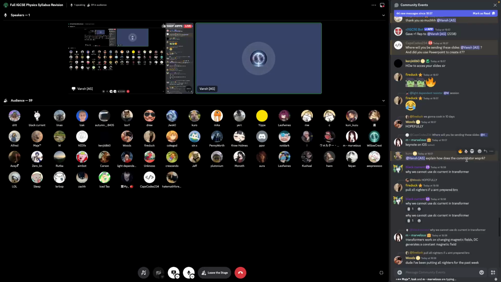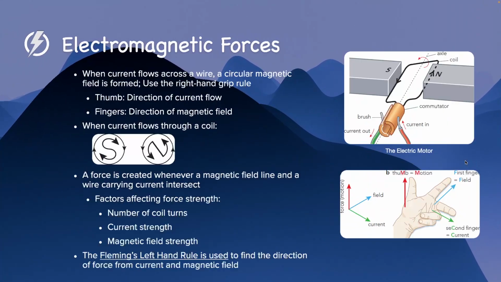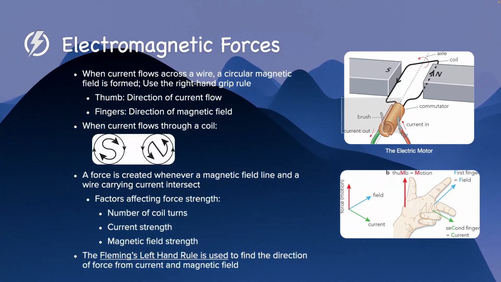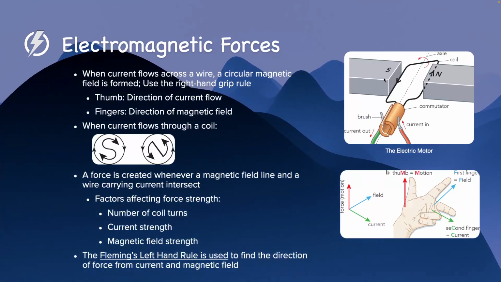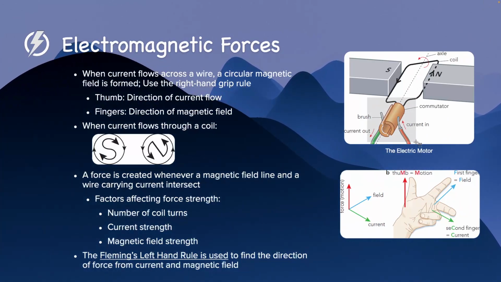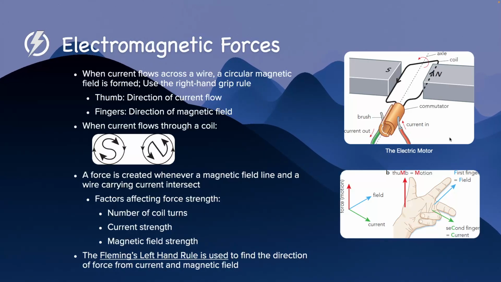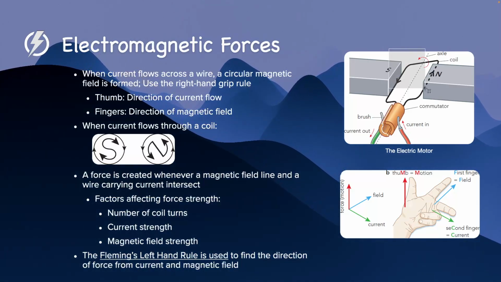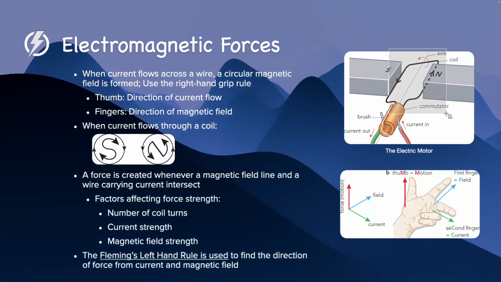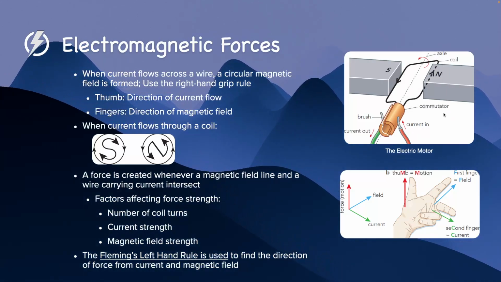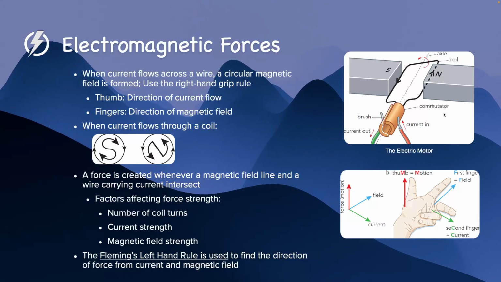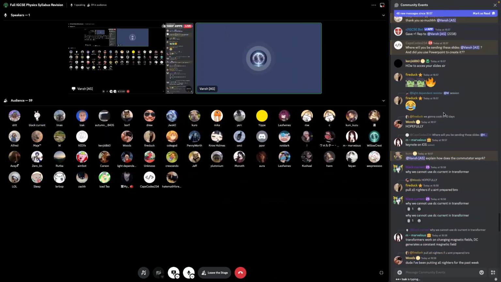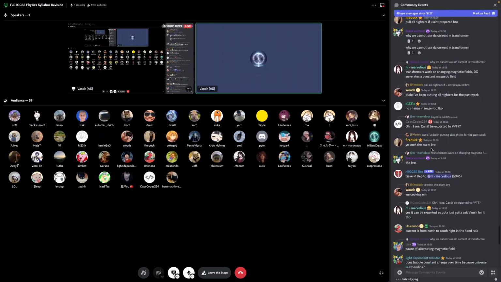The commutator, okay, so let's see this commutator. You can see that when the coil rotates 180 degrees, what a commutator does is it reverses the direction of current passing through, so that it's always passing anti-clockwise like so, and the motor can continue to spin. So it just reverses your current halfway through.